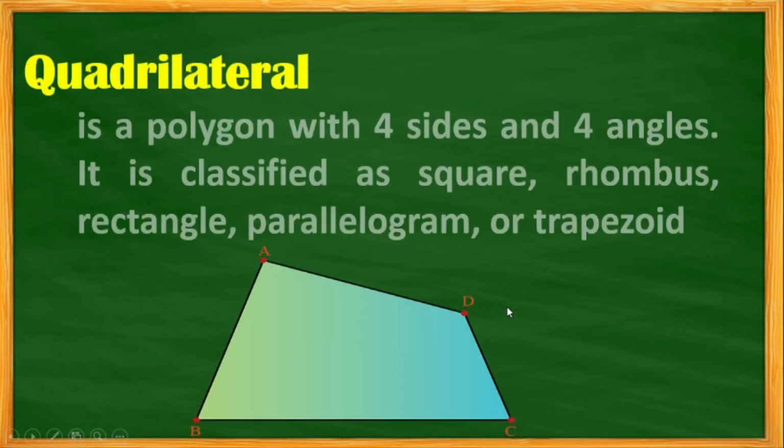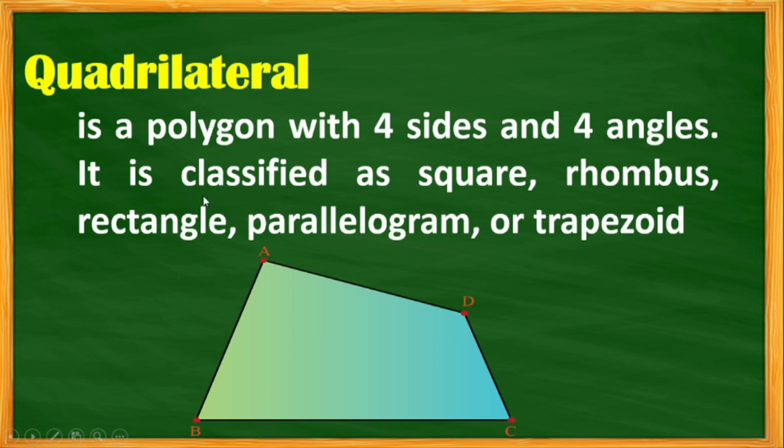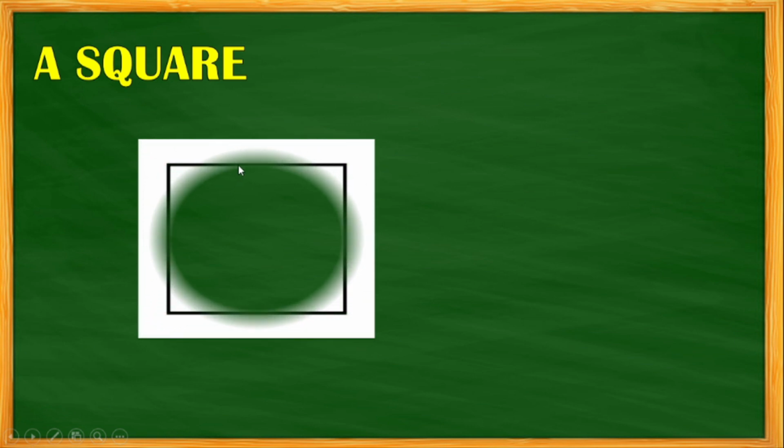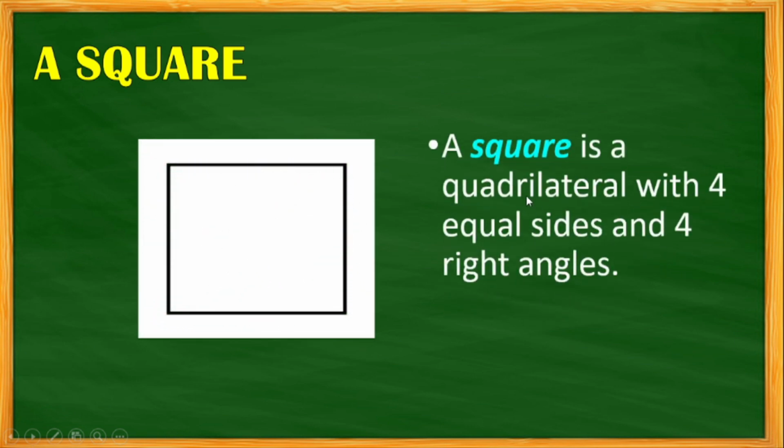So let's first define a quadrilateral again. It's a polygon with 4 sides and 4 angles. It is classified as a square, rhombus, rectangle, parallelogram, trapezoid or trapezium, and kite. So let's define a square. A square is a quadrilateral with 4 equal sides and 4 right angles. So this side is equal to this side, this side, this side. All sides are equal and it forms 4 right angles.